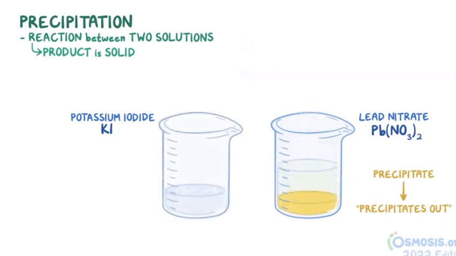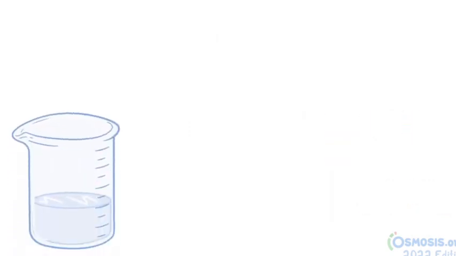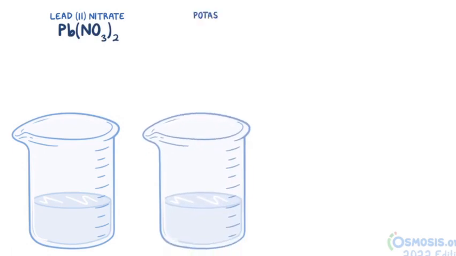Let's write out the equation for this precipitation reaction. One beaker contains an aqueous solution of lead 2 nitrate, which has the chemical formula Pb(NO3)2. The other beaker contains an aqueous solution of potassium iodide, which has the chemical formula KI. To predict the products of this reaction, we need to know what ions were in solution.